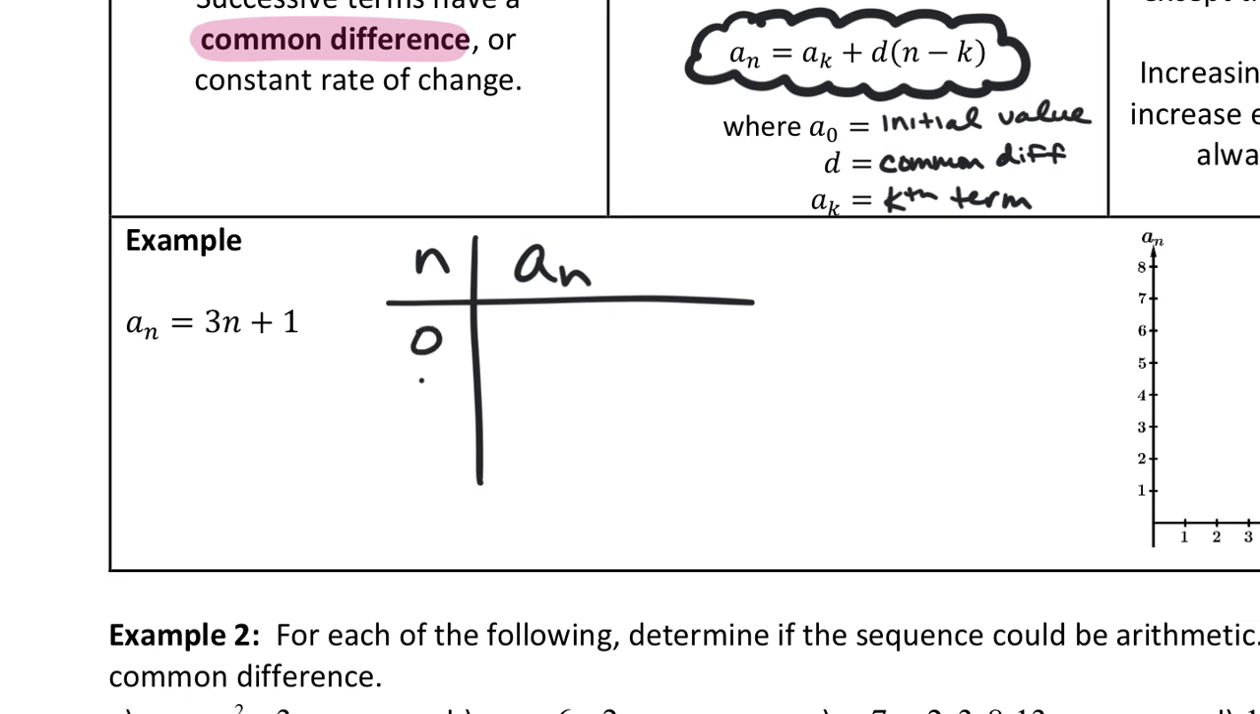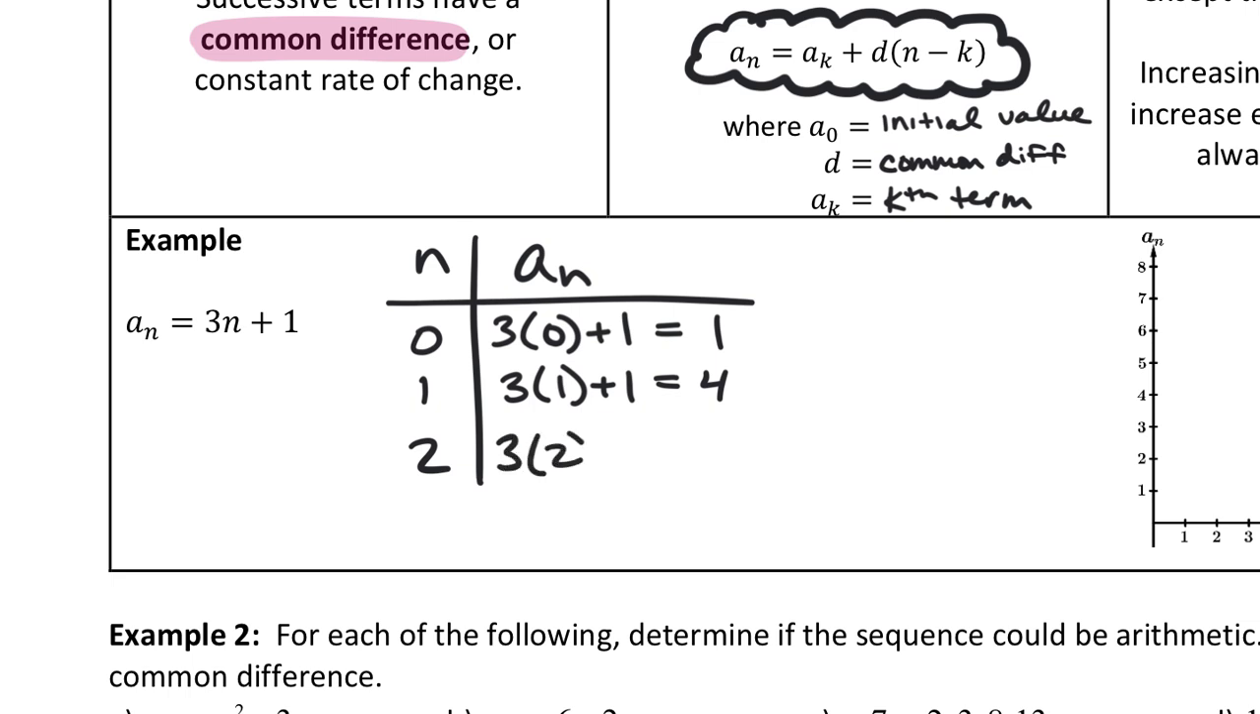And just because I've done this problem before, we're going to plug in 3 numbers. We're going to plug in 0, 1, and 2. Remember, you're not plugging in decimals, you're not plugging in fractions. And if I do that, I'm literally just plugging that in for n. 3 times 0 plus 1 is 1. 3 times 1 plus 1 is 4. And 3 times 2 plus 1 is 7.